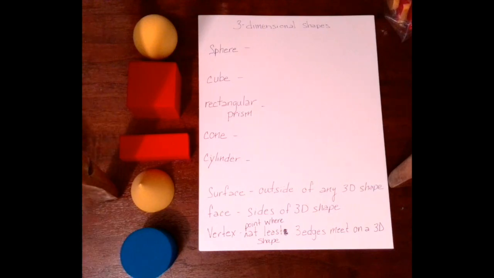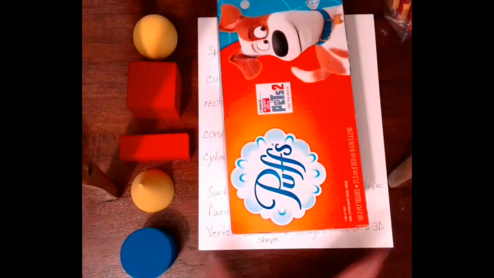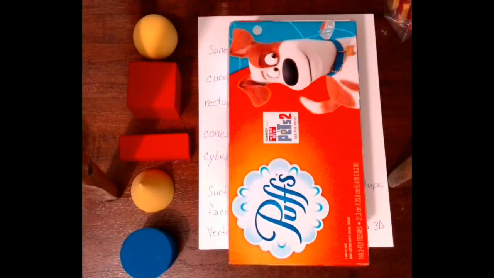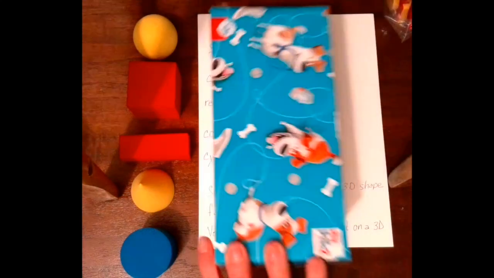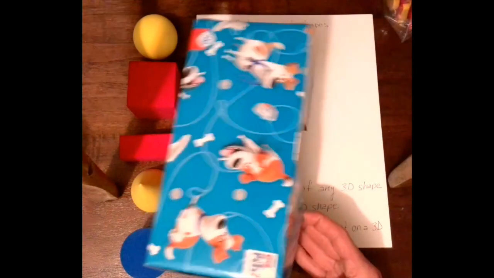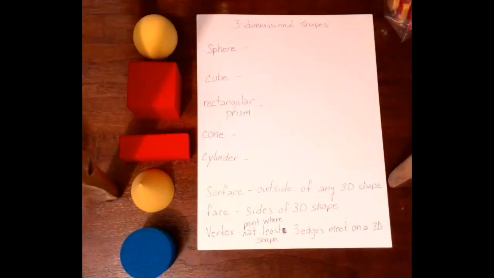How about describing a box? How could you describe this box? Could you describe the box by telling me that all of the sides of the box are flat? Sure, you could do that, right? All the sides of the box are flat. Perfect.